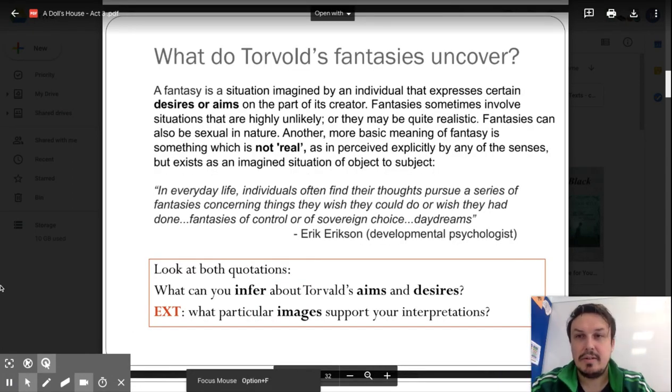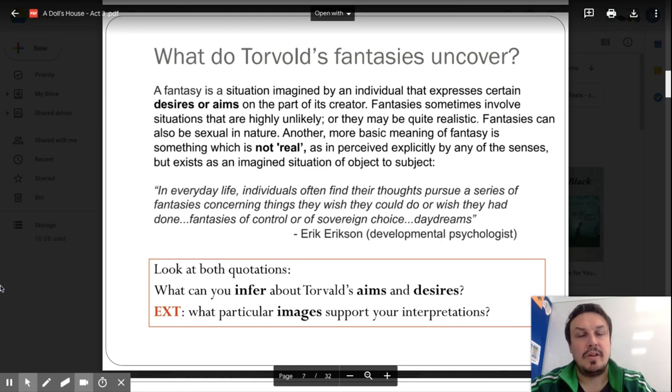Unpause. So there we go. Right. So what do Torvald's fantasies uncover? We need to understand what the concept of a fantasy is. A fantasy is a situation imagined by an individual that expresses certain desires or aims.